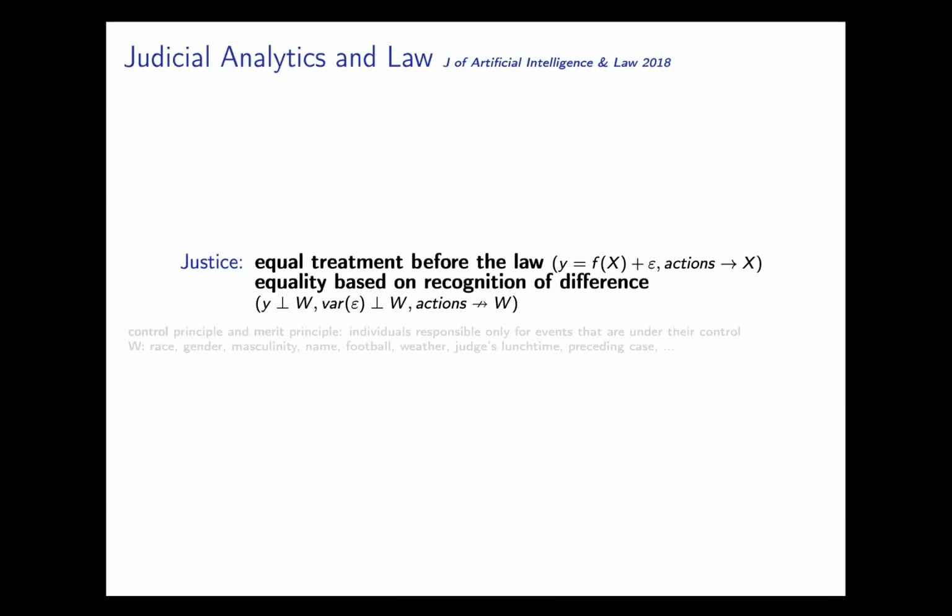We can think of equal treatment before the law and equality based on recognition of difference. That is, there's a set of X's that should lead to the same predictions or predictability of outcomes. The X's should improve the predictions, and a set of W's that should not. We tend to think of the X's as consequences of our actions based off the control principle and the merit principle. The individual should be responsible only for events under their control. And the W's might be race, gender, expressions of one's identity, but also events outside of one's control like football, weather, the judge's lunchtime, or preceding case.